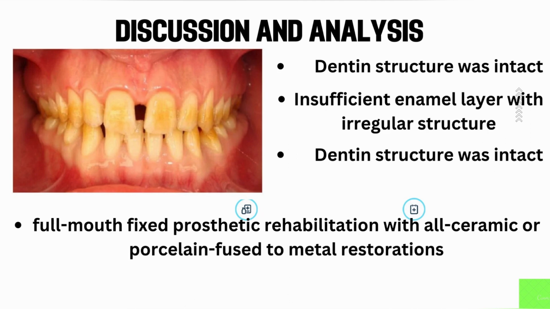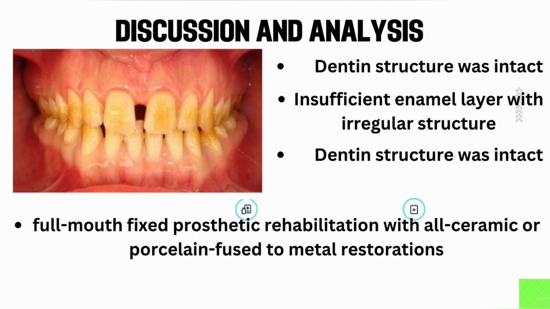The patient is diagnosed with hypoplastic amelogenesis imperfecta, and the whole treatment plan was based on an interdisciplinary approach that consisted of both periodontology and prosthodontology. The maxillary and mandibular left third molars were extracted to do scanning electron microscopy and histological analysis. The results pointed to an intact dentin but insufficient enamel layer with irregular structure.